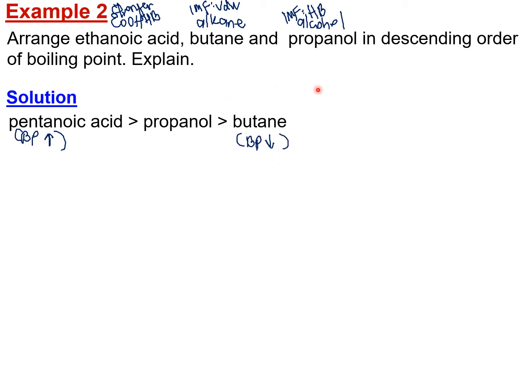Okay, so please take note bila you nak susun, kena make sure your mathematical punya expressions ni kena betul ya. Ini adalah simbol mathematical expressions yang lagi besar. Okay, so you kena guna pentanoic acid lagi besar daripada propanol, lagi besar daripada butane. This is how you susun dia punya order.